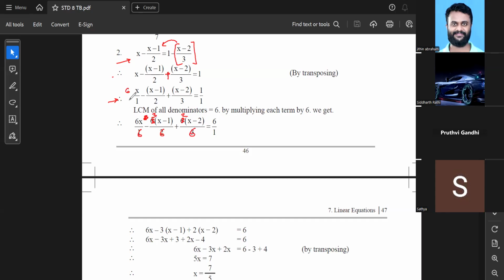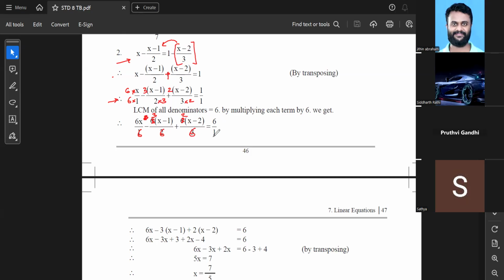What did we do? We multiplied 6 in the numerator as well as the denominator for the first term. We multiplied 3 in the numerator as well as the denominator for the second one. We multiplied 2 in the numerator as well as the denominator in the third one. So all the terms had 6 in the denominator, and 6, 3, 2 respectively in the numerator. So this is one method where you can take the LCM and bring a common denominator.